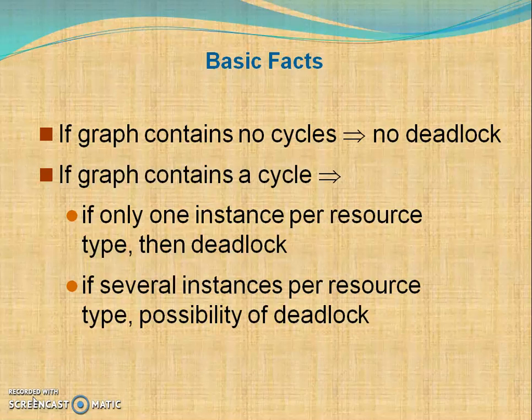Basic facts: if the graph contains no cycle, then there is no deadlock. If the graph contains a cycle and there is only one instance per resource type, then there is a deadlock. If there are several instances per resource type, the possibility of deadlock is there.